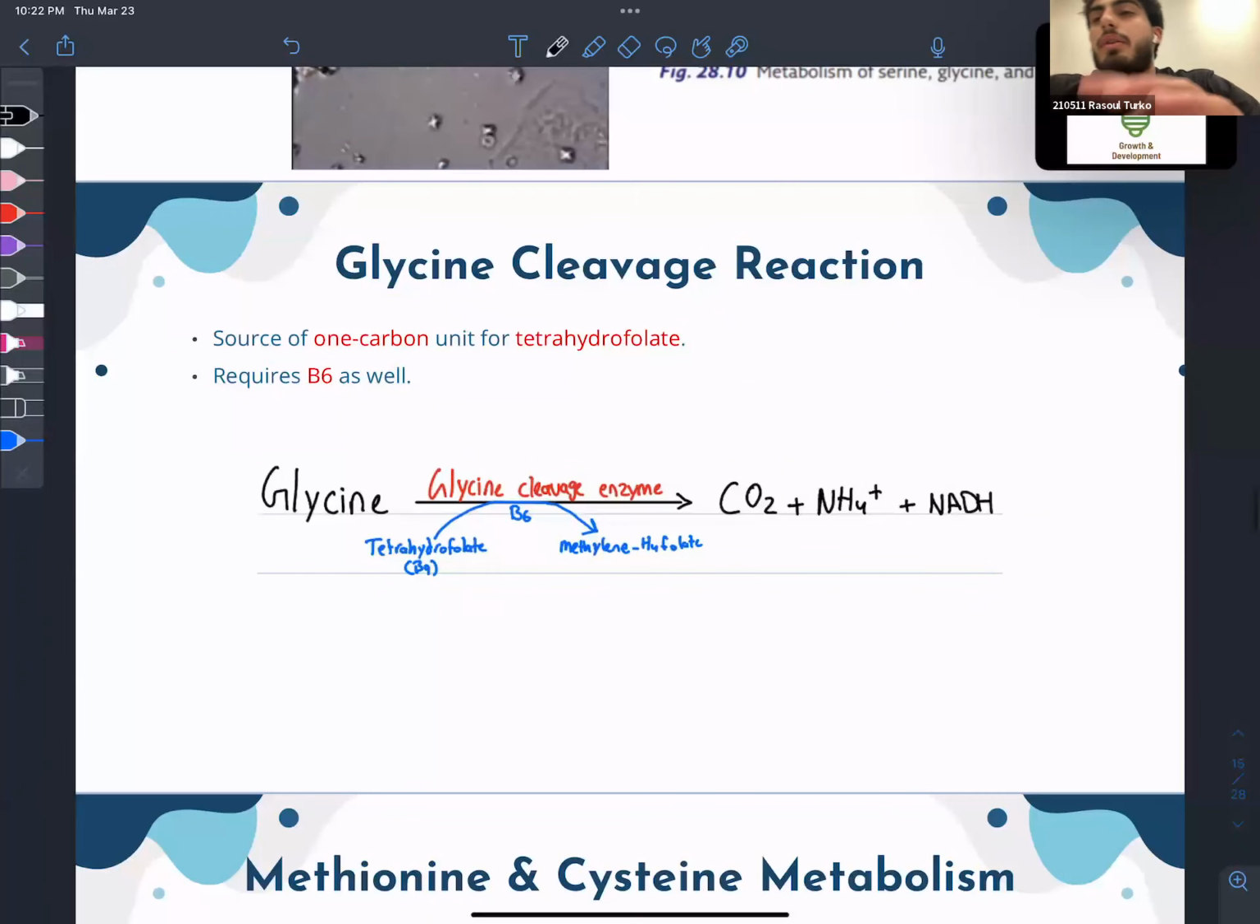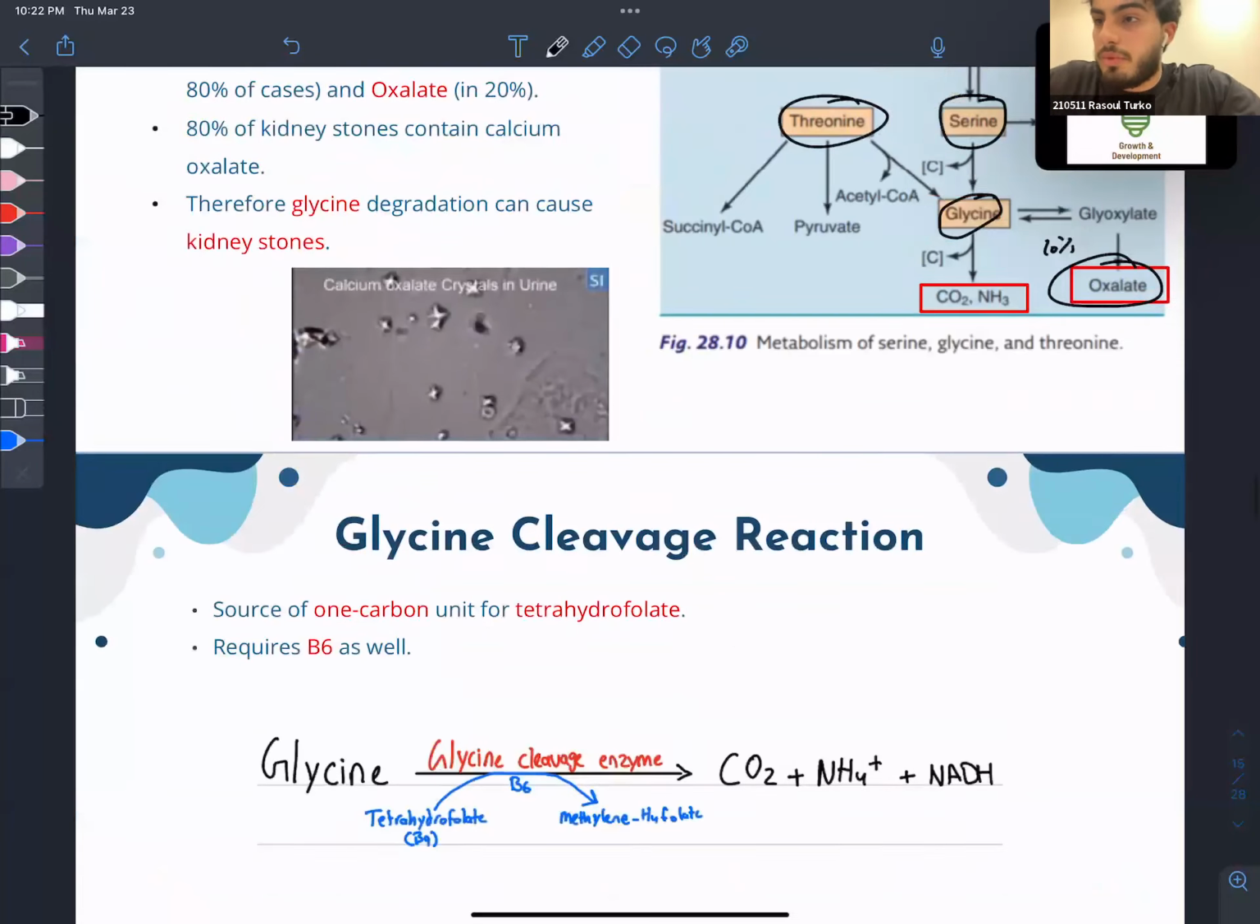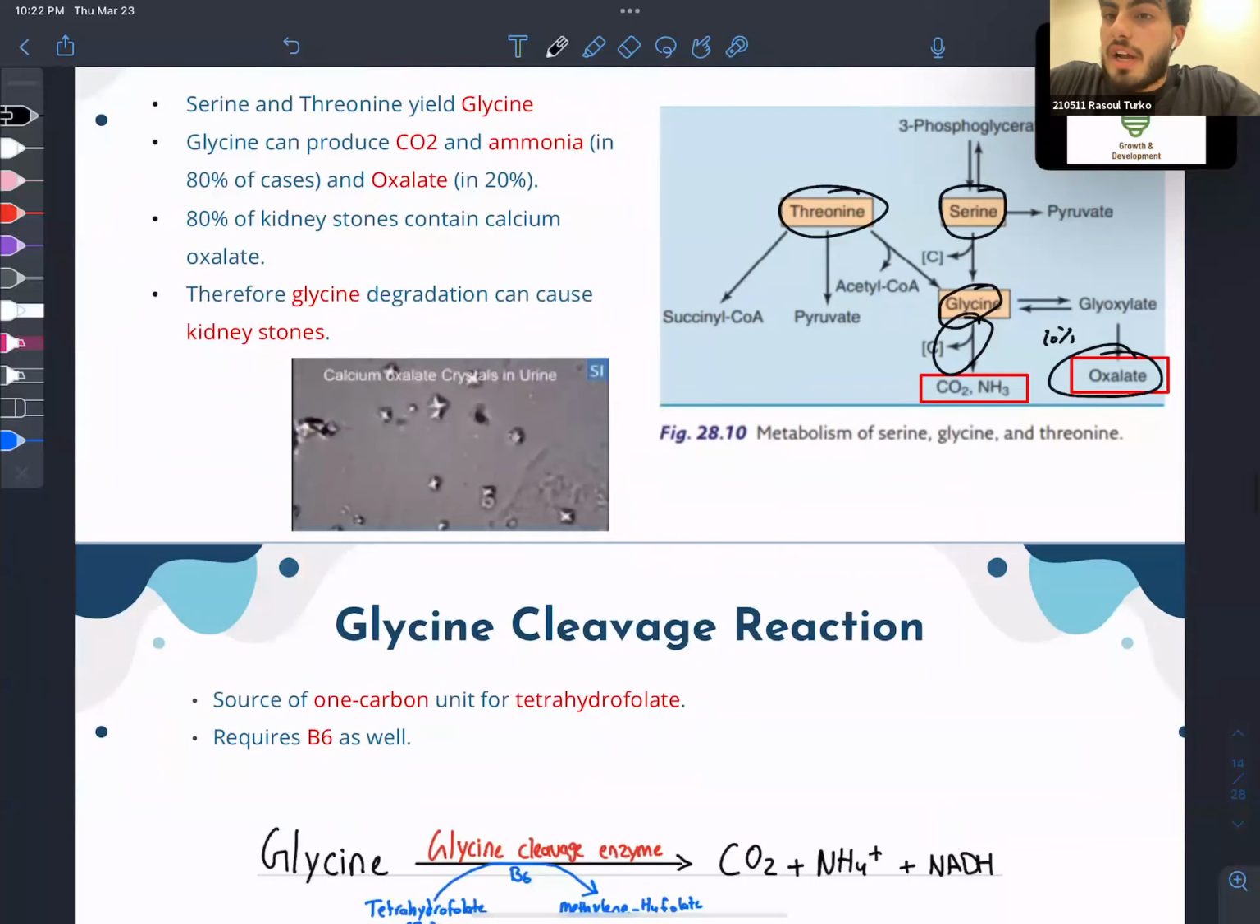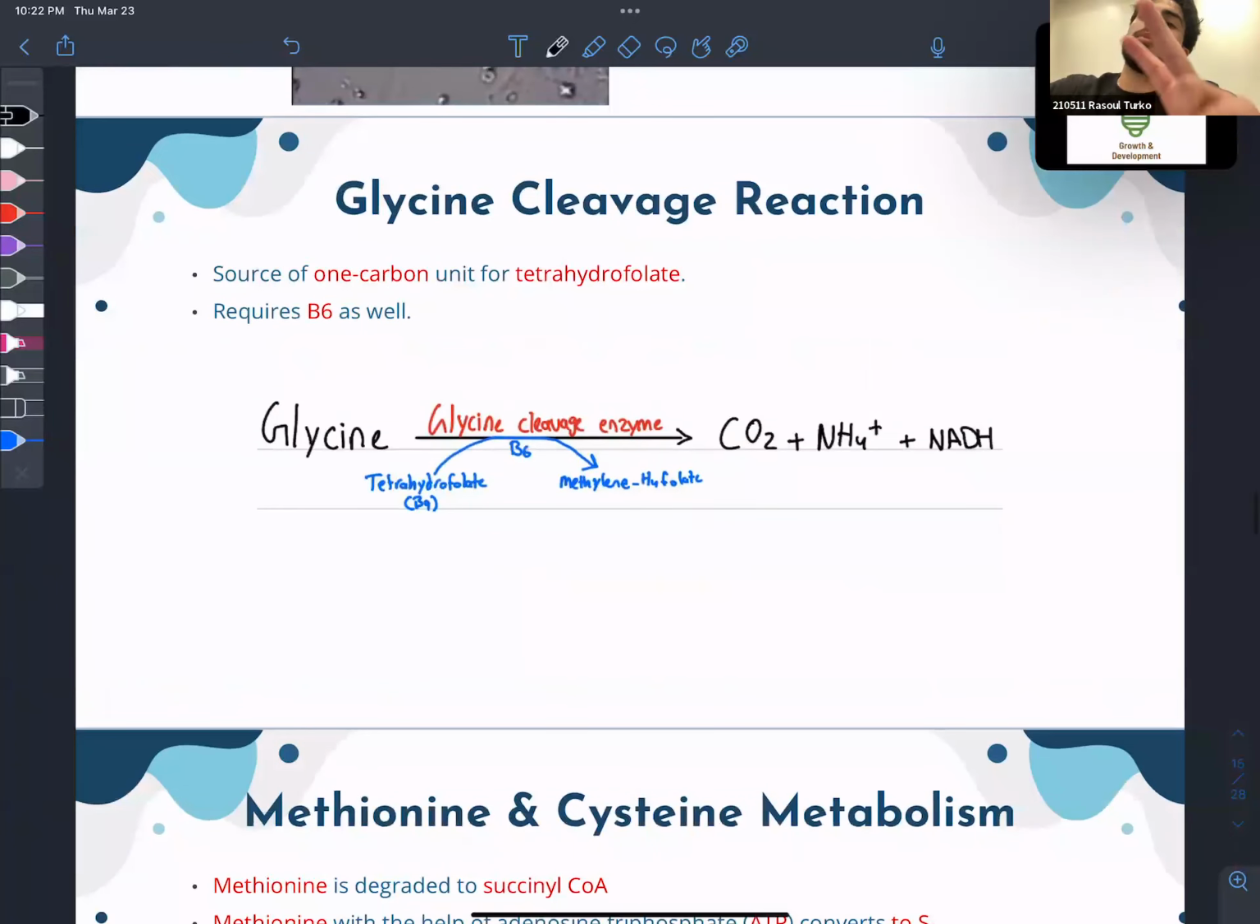Okay, so now the glycine cleavage reaction, what we're talking about right here. That cleavage reaction happens with the help of 2 cofactors. It happens because of B6, which is PLP, same thing, and because of tetrahydrofolate, which is B9. It requires those 2 cofactors to give us CO2 and H4, ammonia, CO2, and NADH, with the help of the glycine cleavage enzyme.